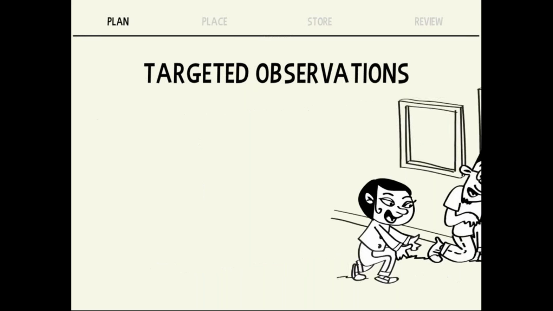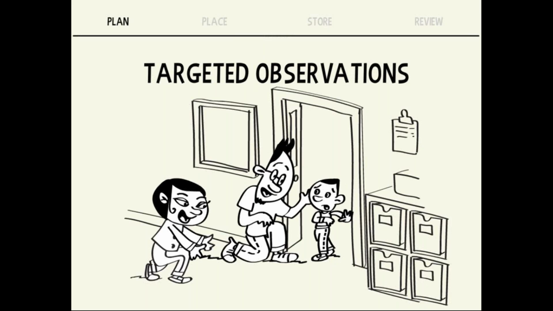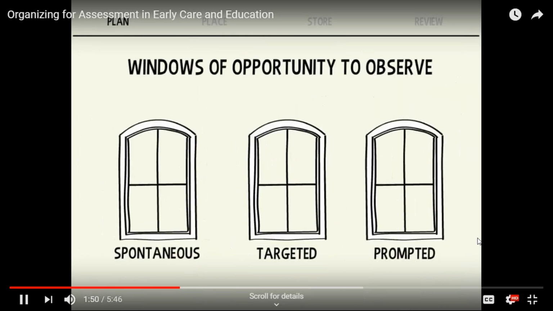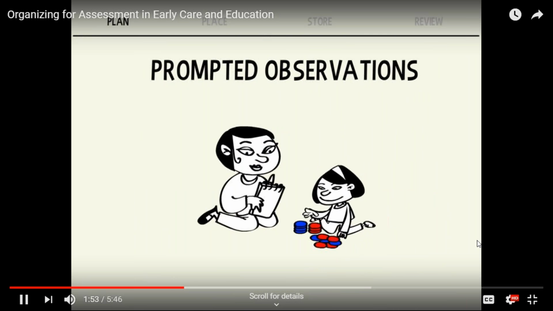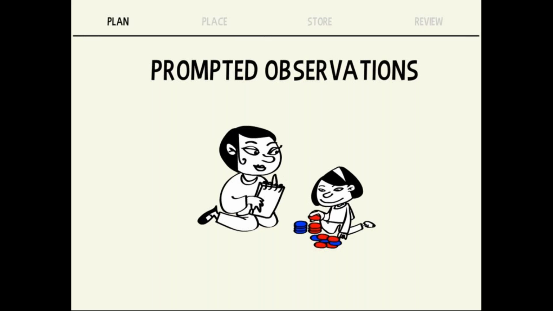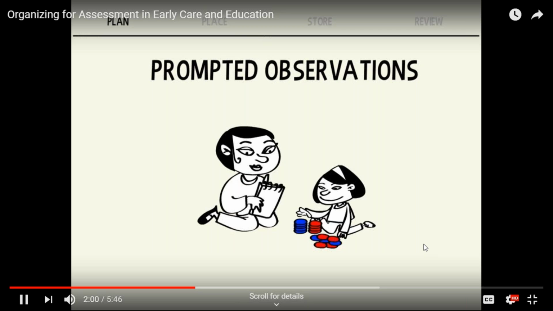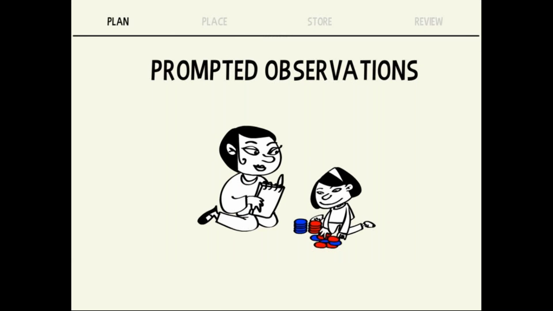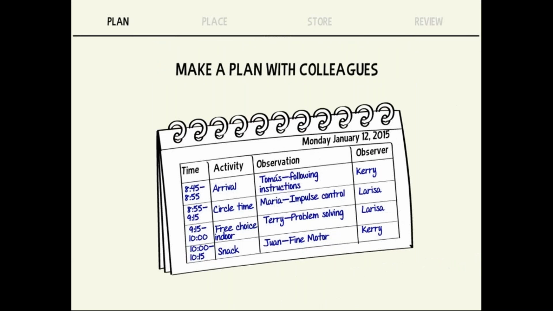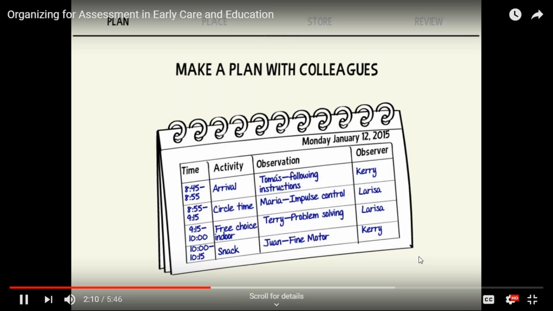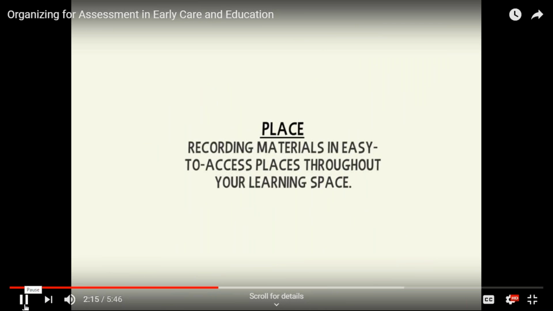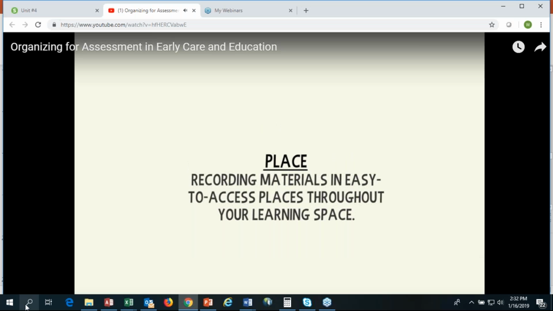For example, to observe how children are handling separation, you can plan to observe them at the beginning of the day during drop-off time. Prompted observations happen when you plan activities that create the opportunity to observe specific skills. To discover what a child knows about sorting and classifying, for example, you can introduce a sorting activity during choice time. Sometimes you may need the help of your colleagues to observe all children in your group. Make a plan to rotate the observer role. Place record.